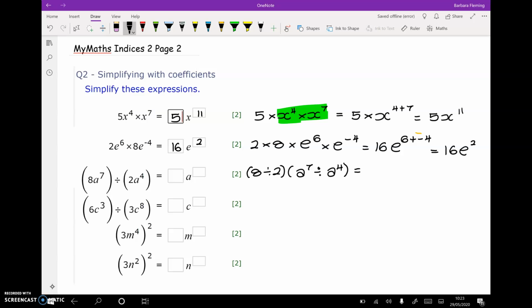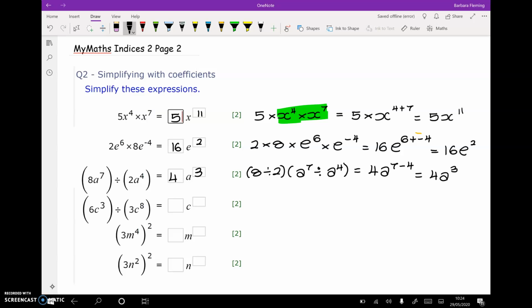I might do it for the next one. 8 divided by 2 is 4. And then you've got a to the power of 7 take away 4, because you're subtracting your powers this time. We've got 4a to the power of 3. 7 take away 4 is 3. So you've got 4a cubed.